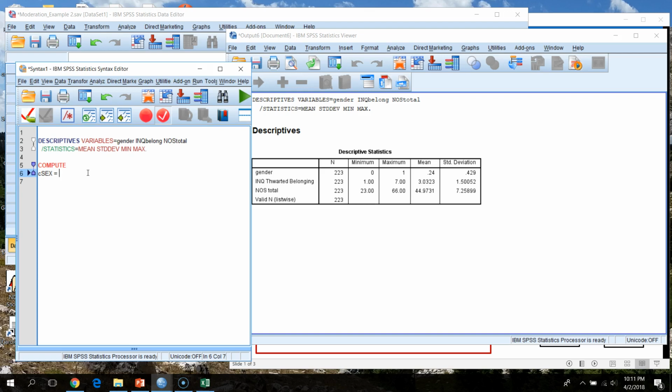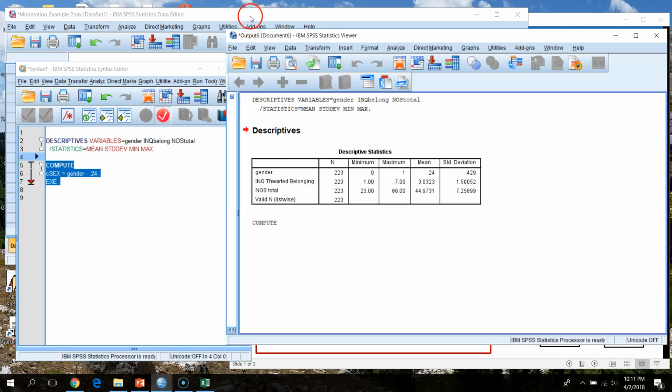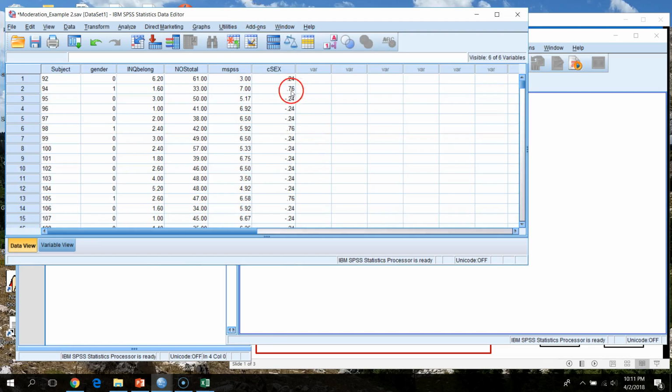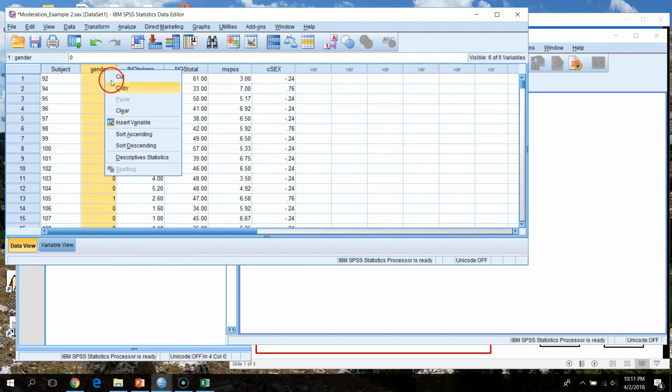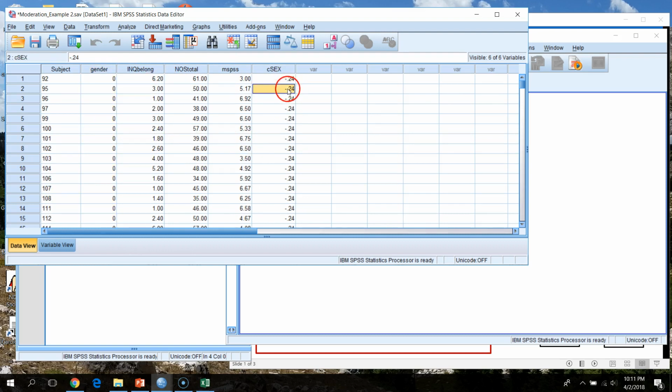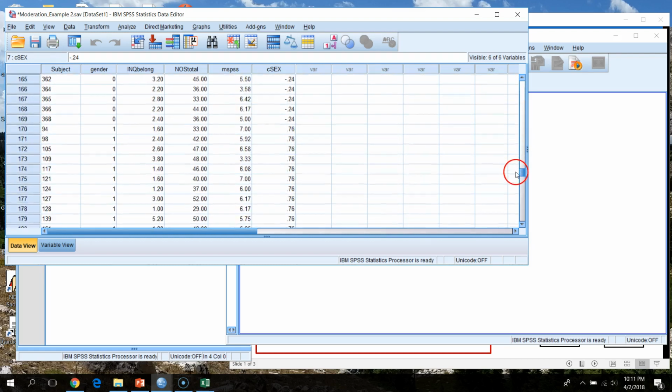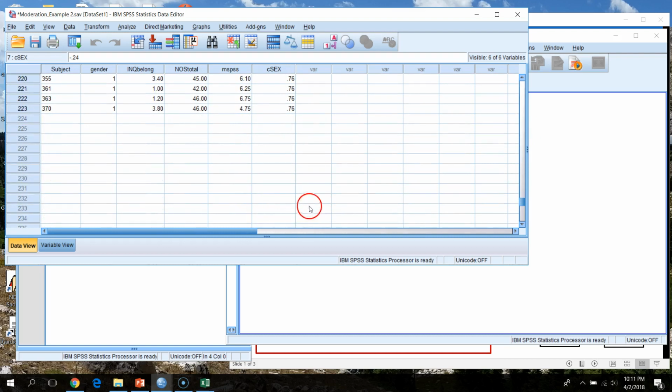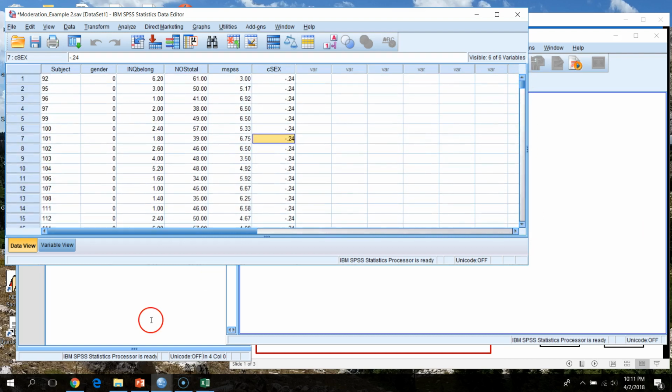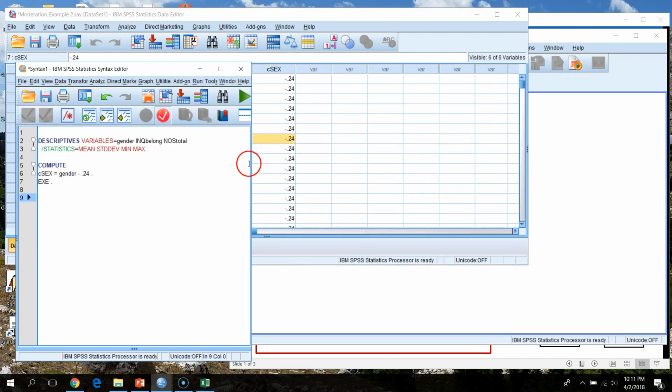The centered sex variable is going to be equal to gender minus the mean, and the mean here is going to be 0.24. Okay, so this is my command for my centered gender variable, and if I run this and take a look at my data, I can sort, and all my women have a value of negative 0.24 on my gender variable, and men have a value of 0.76. Okay, and we'll talk about implications of this as we continue to work through the analyses.